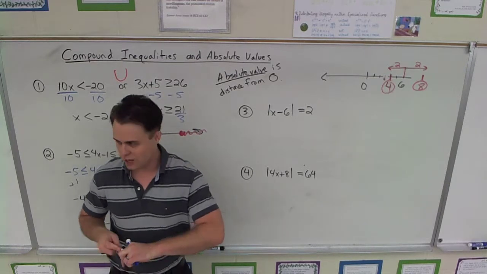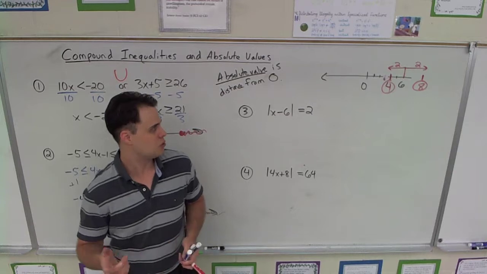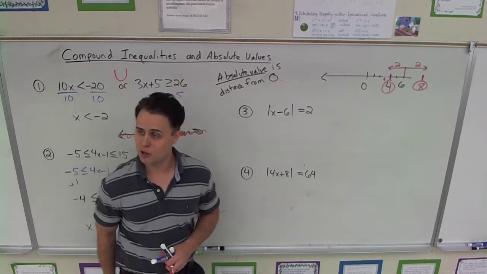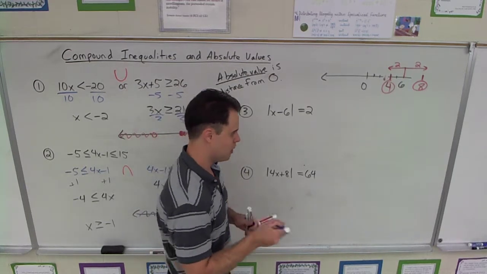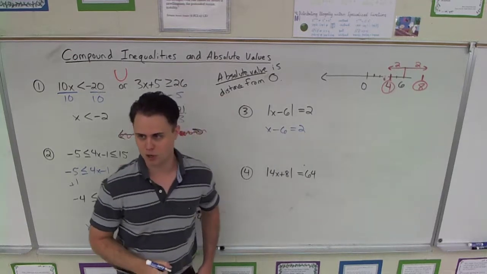Now, a quick way to do that, if you don't want to use the distance idea, yes, Zach? How would you write that answer? X equals 4, x equals 8? Yeah. Good question. I'll write it down another way here. So you can do that a quick way, a quick algorithm to do that is to just say x minus 6 equals 2. I just totally dropped the bars.